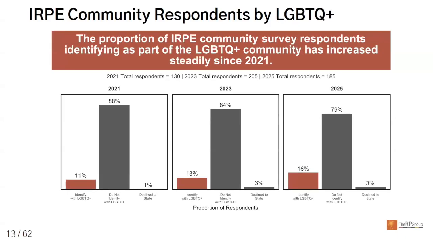Right. So when it comes to disaggregation for LGBTQ plus of the respondents, we had an increase. You can see from 21, 23, 25, we can see it go from 11%, 13% to 80% for those that identify with LGBTQ plus. And so next slide.